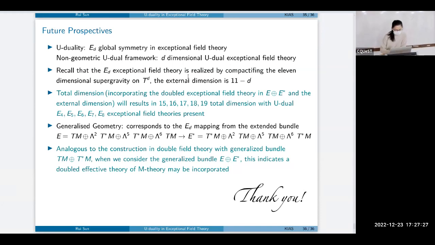And there's the 11-dimensional supergravity from M theory. Consider a reduction to D dimensions at the internal space, so what is left is 11 minus D. If we include the U-dual exceptional field theory, the total dimension would be 11 plus D, so this is what I wrote here: 11 plus D would be 15, 16, until 19, when the U-dual exceptional field theory is present. Like double field theory, where you put the supergravity and the T-dual supergravity, now you have the D-dimensional exceptional theory and the D-dimensional U-dual exceptional field theory, and consider the external 11 minus D dimensions. So the total dimension would be like this.